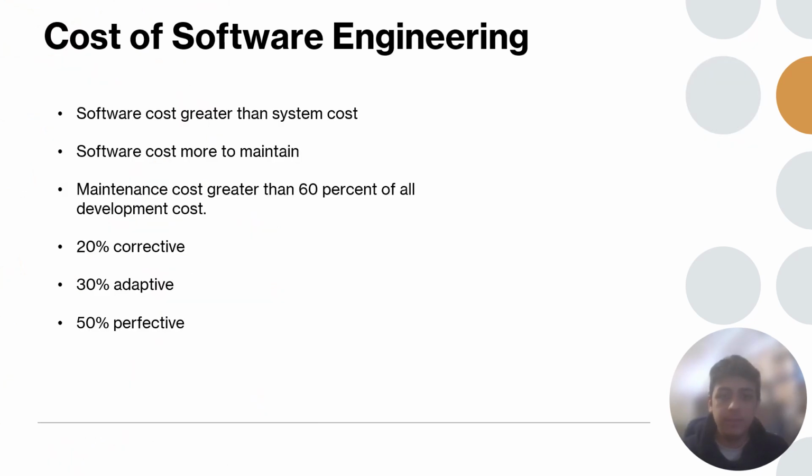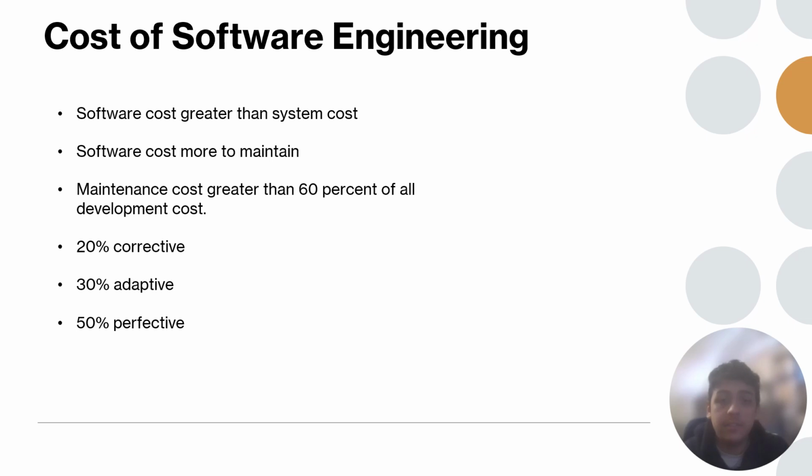Right, so our next point is going to be covering the cost of software engineering. So, software engineering cost often exceeds system cost due to the ongoing need for updates, bug fixes, and improvements over time. So, maintaining software accounts for over 60% of the total development cost. And this is because once a system is deployed, it requires continuous monitoring, updates, and patches to ensure that it functions properly and that it meets the evolving user needs and that it stays secure.